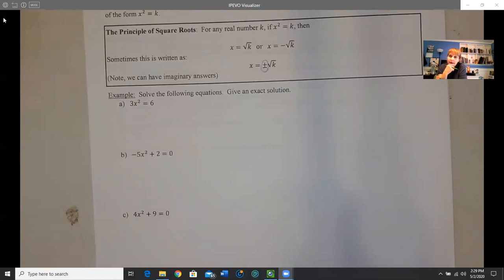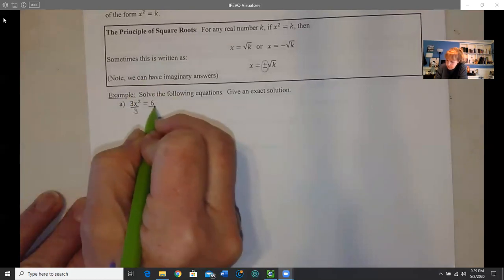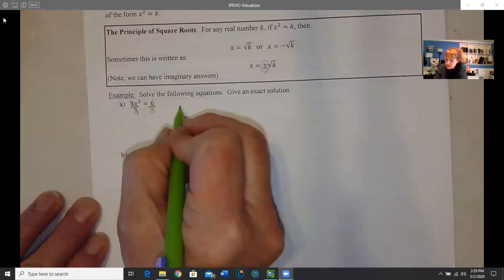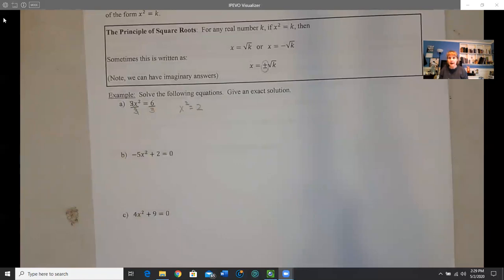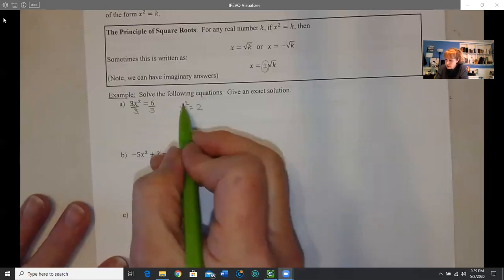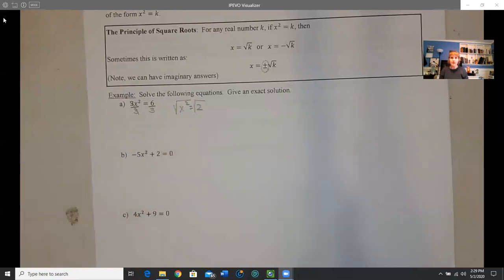All right, let's go ahead, and your first step is to isolate the x squared. So in this case, this first one, we need to get rid of the 3. To do that, I will divide by 3. So isolate that x squared, so we'll divide by 3. This gives us x squared equals 2. Once you have the x squared by itself, you will take the square root of both sides to get the x by itself. So we need to get rid of the squared because we want to know what x equals, not x squared.